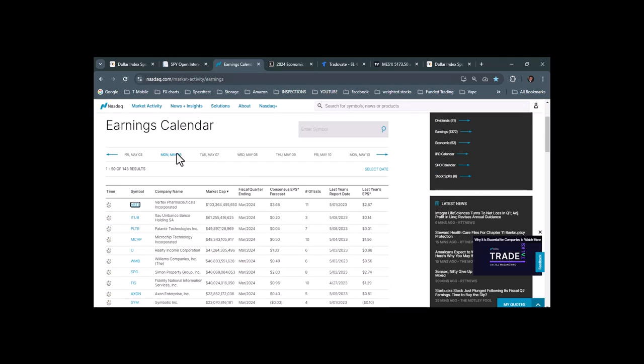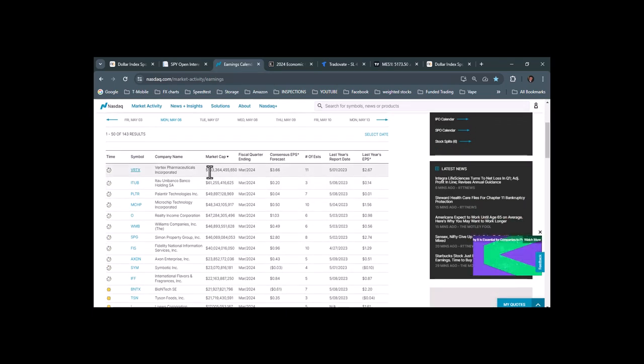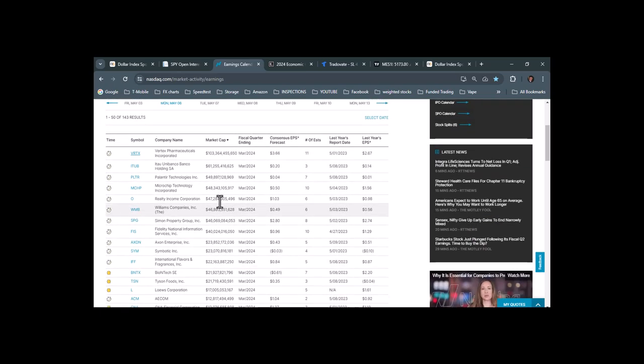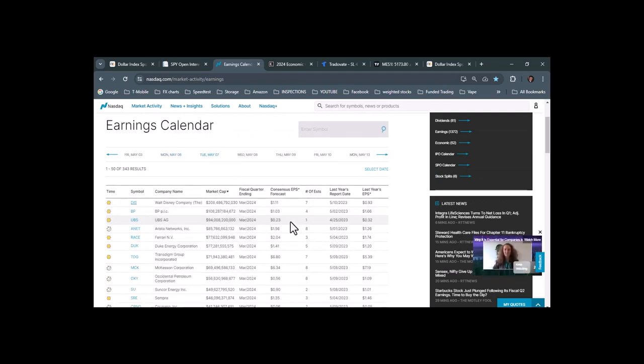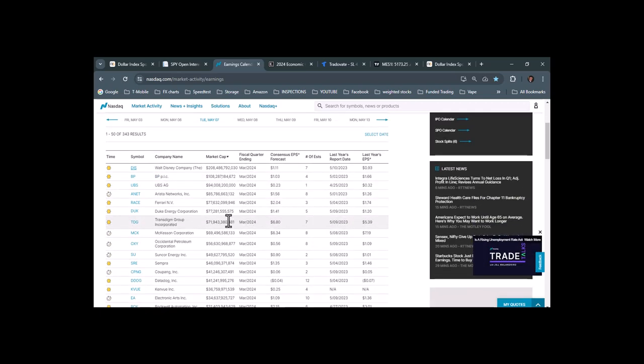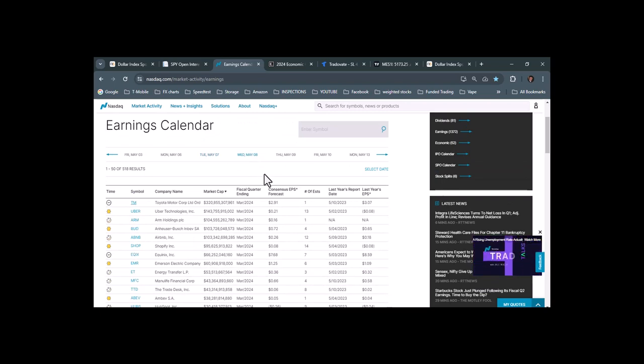All right, so earnings for Monday. Really light day here. Veritex Pharmaceuticals only $103 billion. That's not going to move the markets. Tuesday, Disney's going to report $208 billion, and BP $108 billion. Not really going to change the market sentiment looking at Disney and BP. So I don't see anything happening there. So we may be just chopping sideways for the rest of the week.